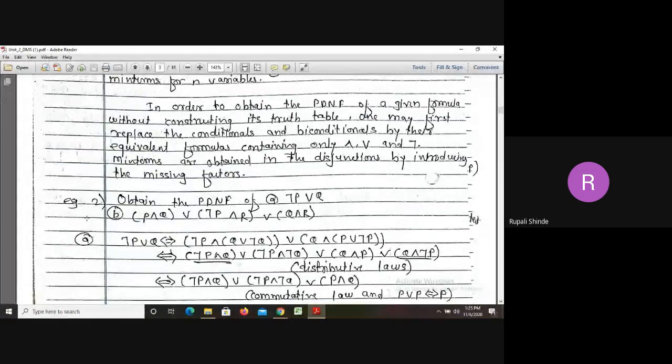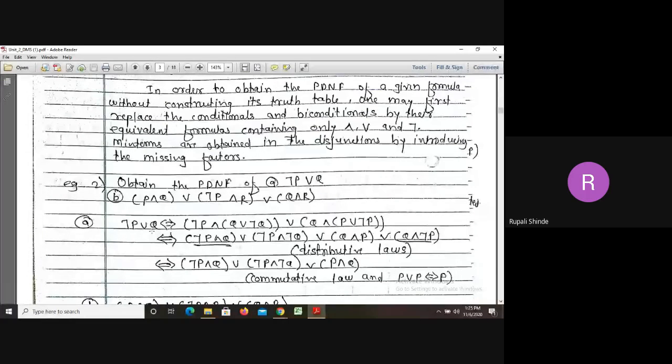Okay. So check here. The question is given as: obtain the PDNF of negation P or Q. So this is our question. First of all, we have to check whether this is in the required form, that is, sum of products. Sum is here, that is our symbol. So we can treat negation P and Q as two separate variables, because OR is required and that is already present in this given formula.